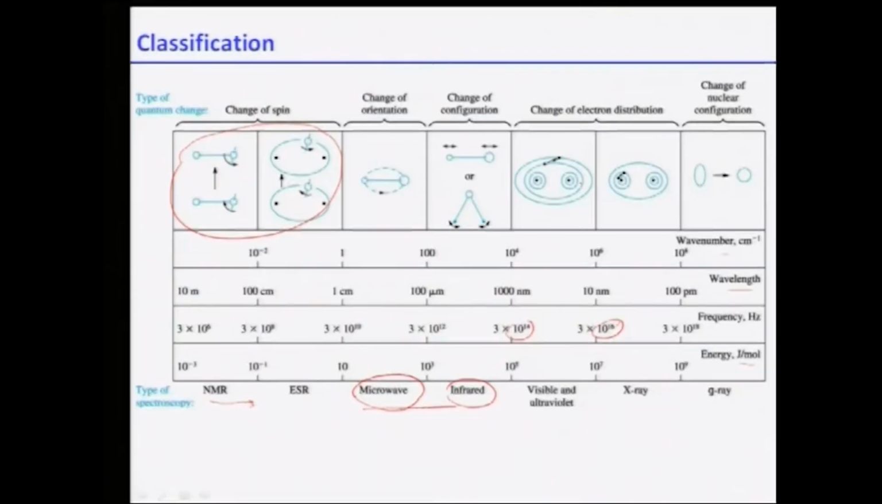And if you go to very high energy like gamma rays, 10 to the power 18, which corresponds to 100 picometers of wavelength, with energy of 10 to the power 9 joule per mole, you can have even a change in the nuclear configuration. That is what we know. If we bombard gamma rays into certain materials, the nuclear configuration gets changed. You can create voids even in the material by removal of the material. These are all very well documented in the literature.